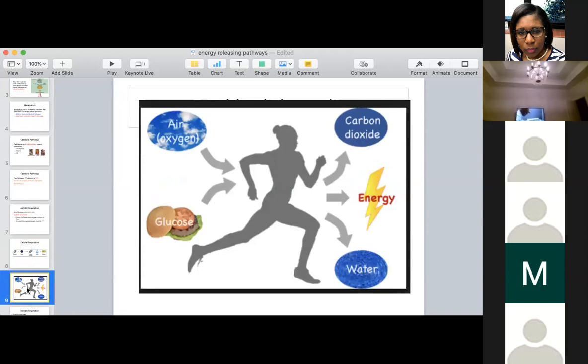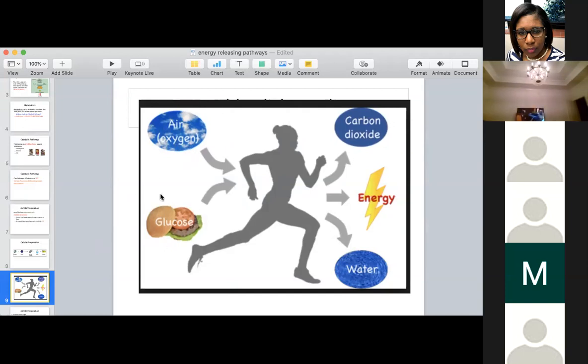Visually, what's happening? This is just a visual representation of the process of cellular respiration. This is what's going on in our bodies throughout the day at any given moment. So we have an individual here. We're breathing in air, right? Air is a requirement for us to stay alive.